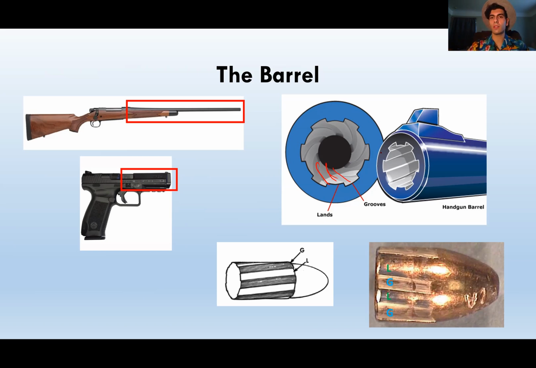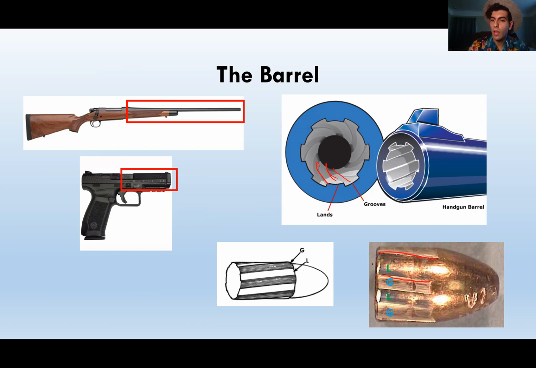Now, the bullet is made of a softer metal, maybe copper or bronze, where the firearm is made with a harder metal, iron. And so when the bullet travels down the barrel of the gun, the lands and the grooves are actually going to striate impressions into the bullet.